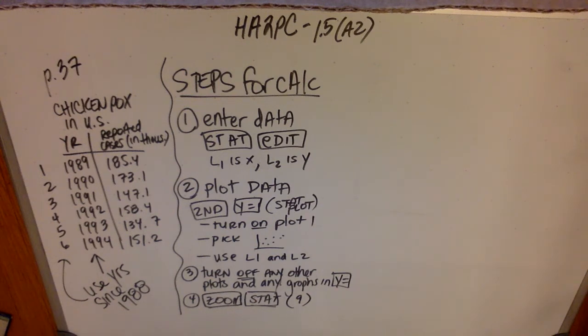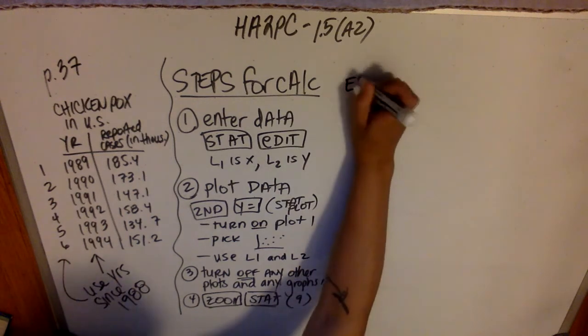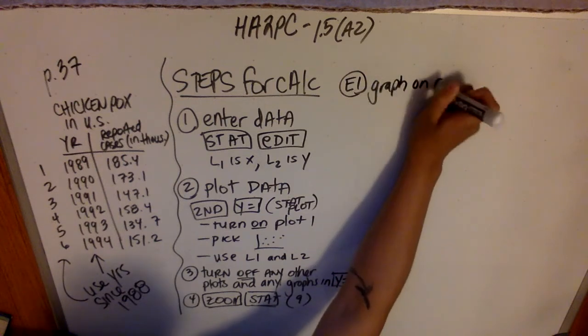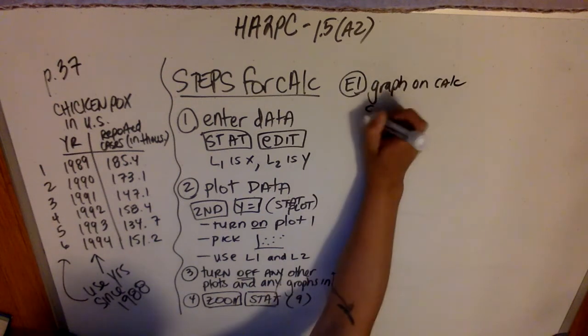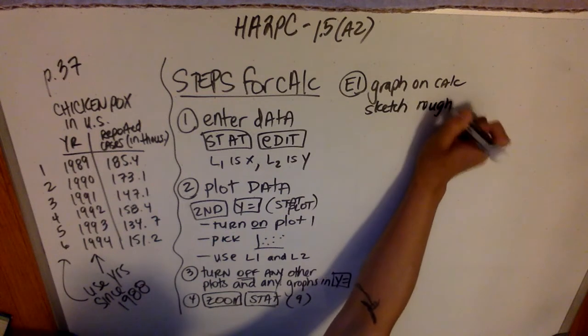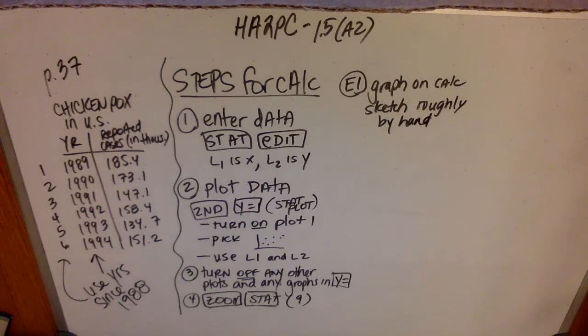If I can figure out where I lost my marker. Okay, so we can call this example 1. So in example 1, we're going to graph on the calculator, and then we're going to sketch roughly by hand, okay? And that's one of the things that I want to be clear on in your homework, is that if you're graphing something on a calculator or making a scatter plot on a calculator, I just need a rough version of that by hand. So we'll walk through that.